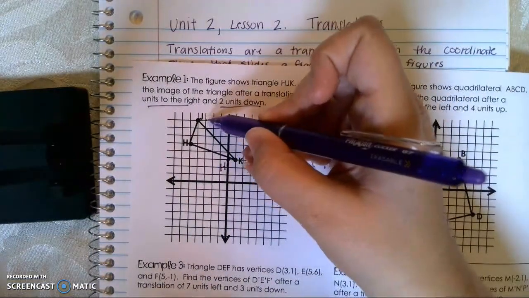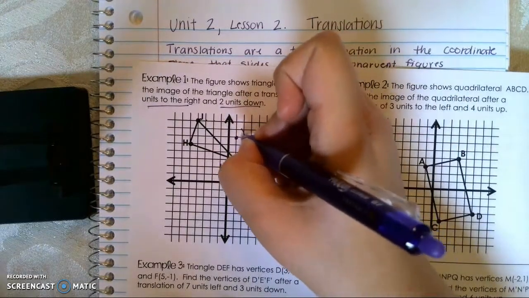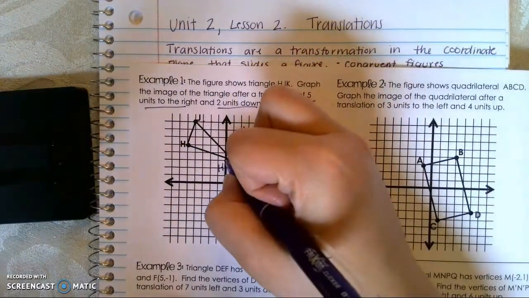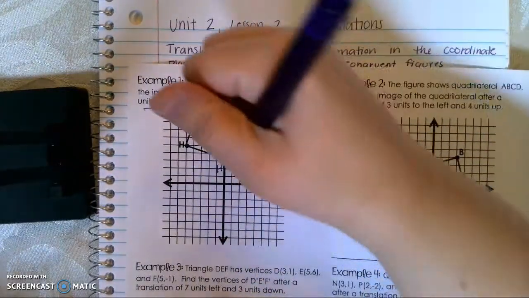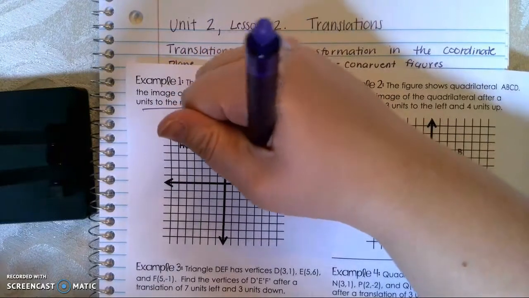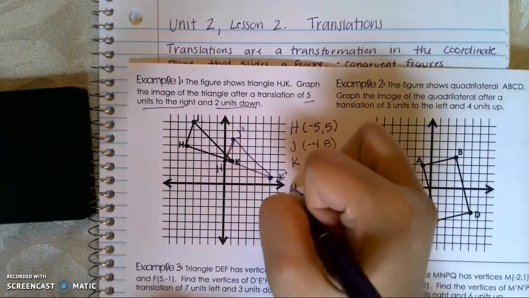Same thing with J. 1, 2, 3, 4, 5, 1, 2. J prime. We connect our dots the best we can. We use a ruler if we're awesome. Borders forgot her ruler, so she's not so awesome. But that's what we got. And the two triangles should be congruent. They should look the exact same size and the exact same shape.